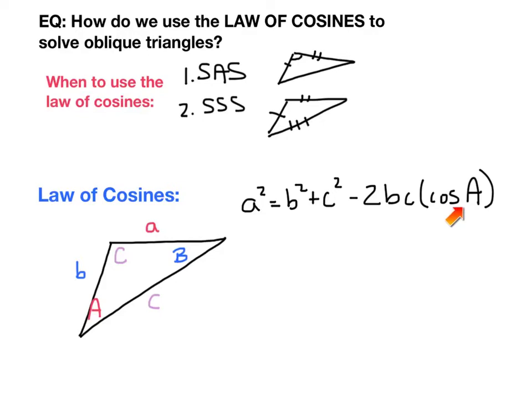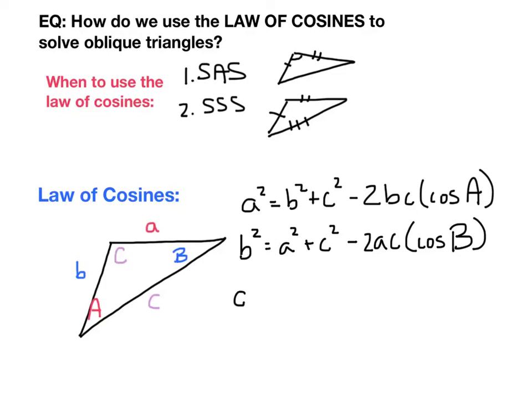If I want to do b squared, it's the other two sides, a squared plus c squared, minus 2ac times the cosine of b. Finally, if it's c squared, do the other two sides, a squared plus b squared minus 2ab times the cosine of c.